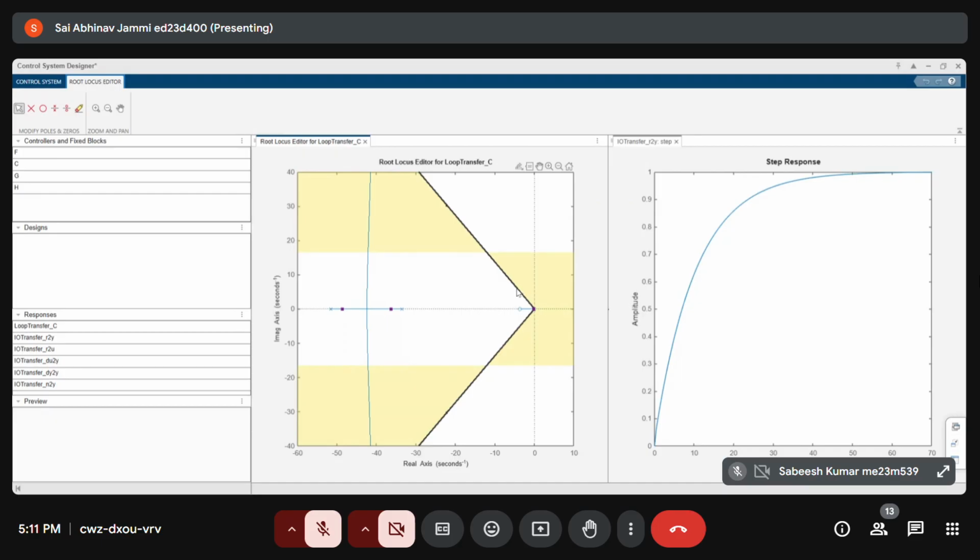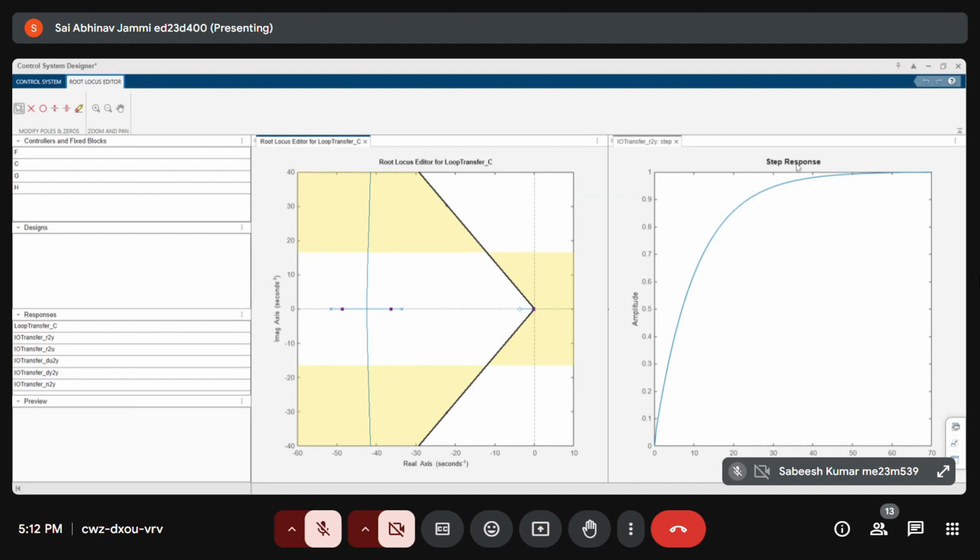Right. And what's the other one? We have our steady state error to be less than 5% and maximum controller output to be 40%. So 40 degrees. So for this, our desired heading angle is 20 degrees.